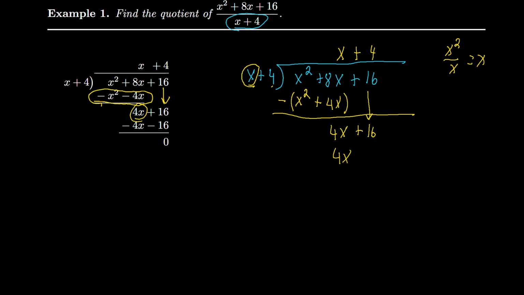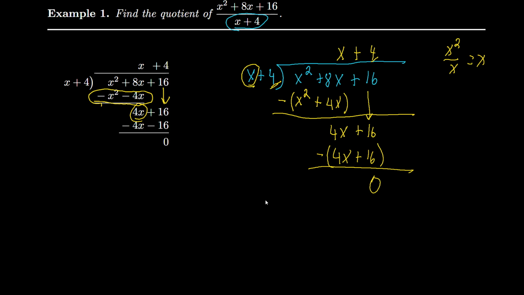4 times 4, doing this multiplication over here, this 4 times 4 is 16, positive 16, and then we're going to subtract this. Clearly that's going to be 0. They're the same thing. So that means that our remainder is 0. Neat. So we've done the entire long division thing.